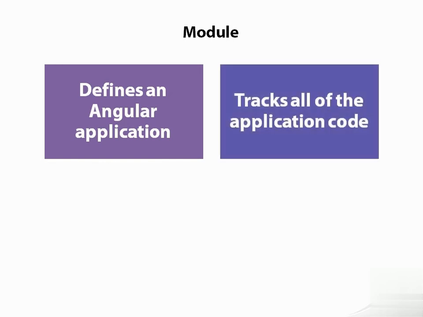A module tracks all of the application code. This is accomplished through a registration process. As each piece of the application code is built, it can register itself with the module. We'll see how that is done as we add controllers and other code to the application.